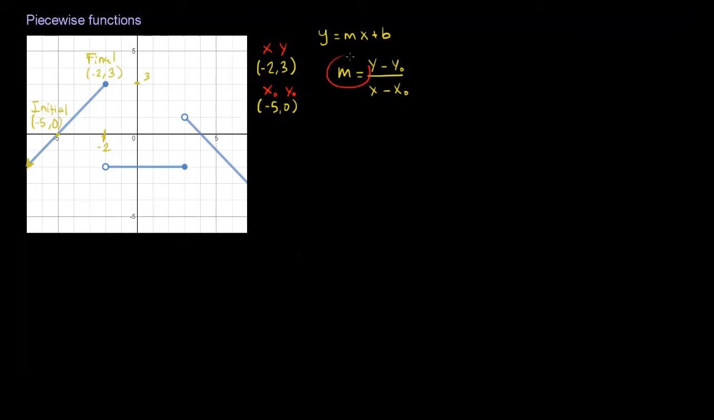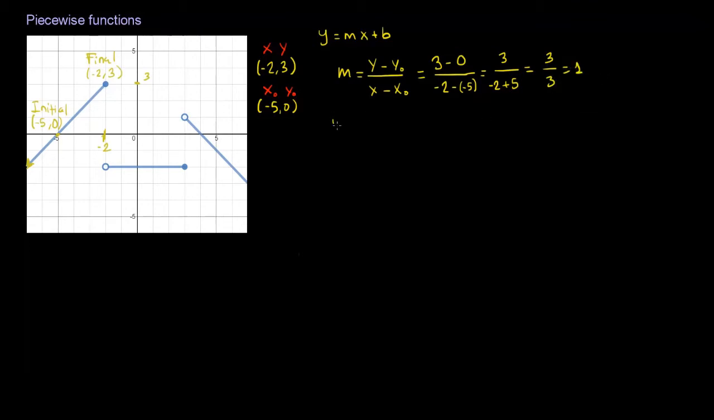So in order to find m, we pretty much fill in the blanks here. The final y is 3 minus the initial y, which is 0, over the final x, which is -2, minus -5. Here we go: 3 over -2 plus 5. We go to 3 over 3, and we found that m is just 1.